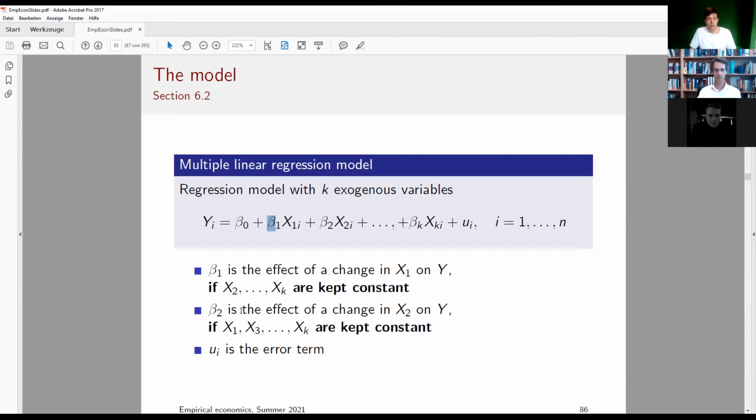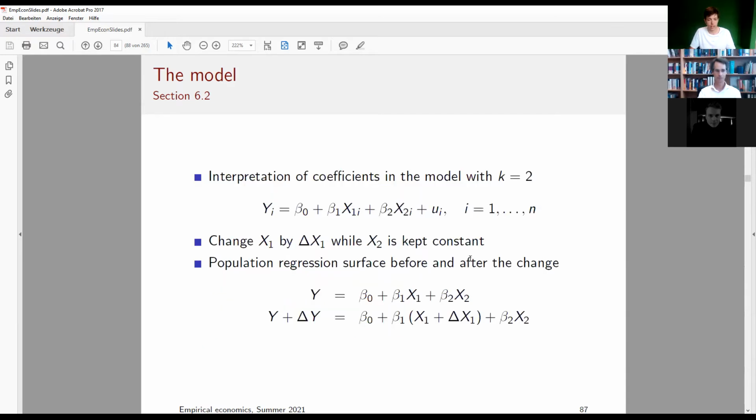Whether or not other variables have really causal effects will be up for discussion. We will see that in later slides. And u_i, again, as before, is our error term. So back here. Now, how can we interpret our coefficients?